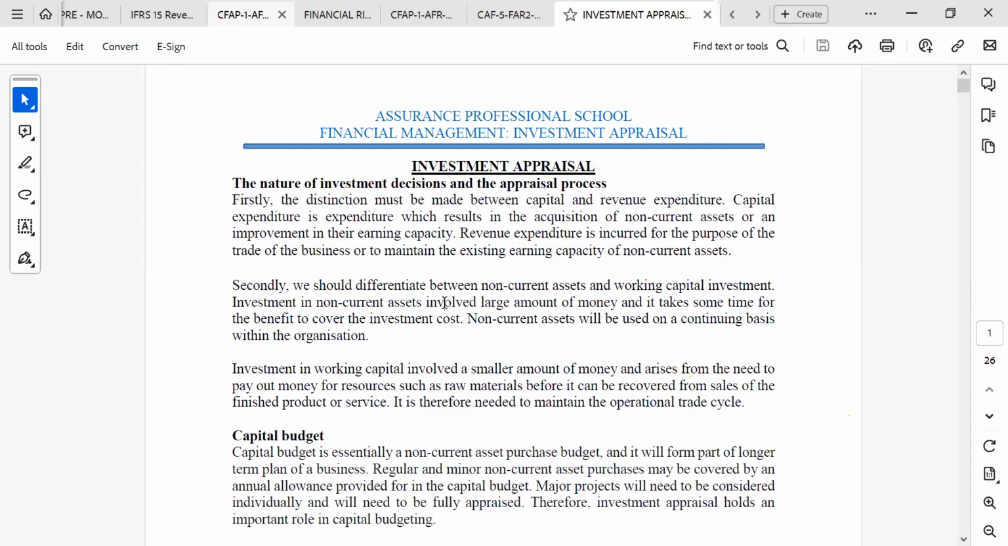So if I'm using 10 million to buy the car, and every year I'll be getting 2 million. Okay, how long is it going to take me to get my money? If the cost of the car is 10 million, but every year I'll be getting a cash flow or a return of 2 million, how long is it going to take me to get my 10 million?